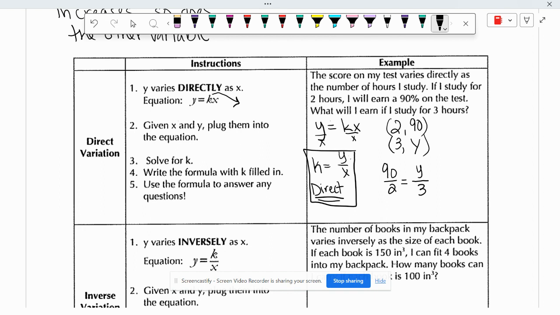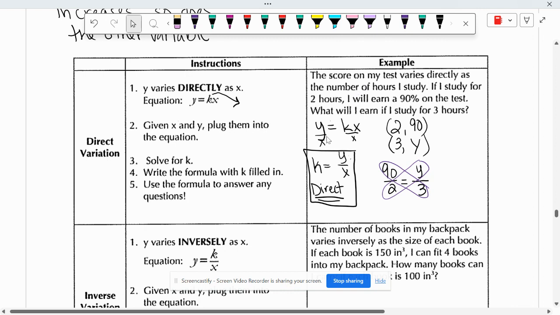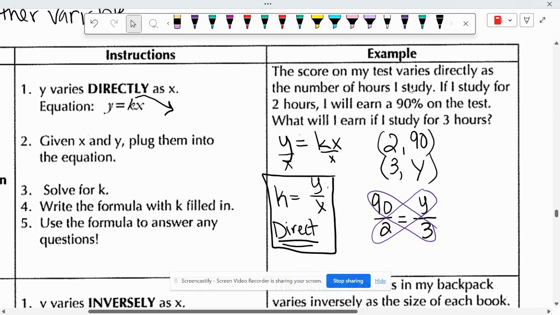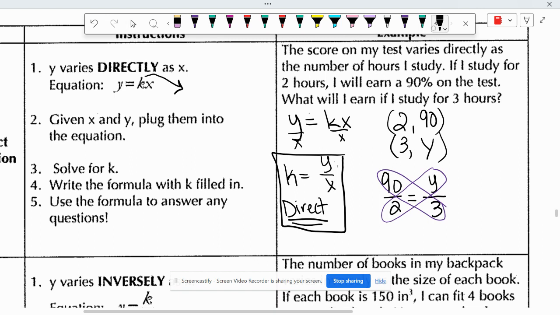How do you solve a proportion? Do you guys remember doing this? What method is that? Yeah, we're using cross multiply. 2 times y is 2y. 3 times 90 is 270. Divide both sides by 2, and I find out that y equals 135. Now, that's probably pretty unrealistic, but it's still the same idea. The more you study.